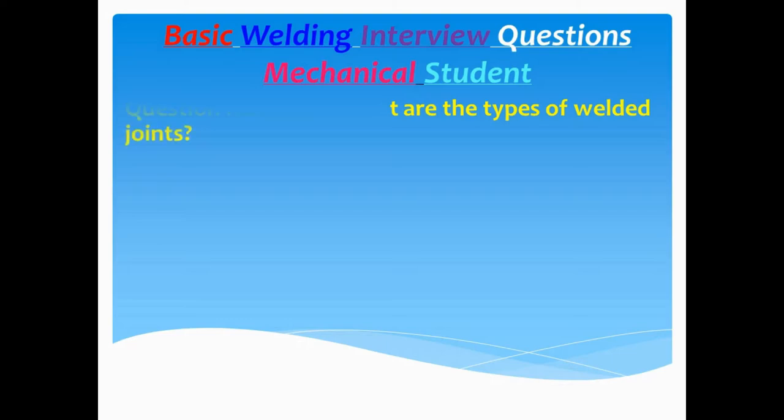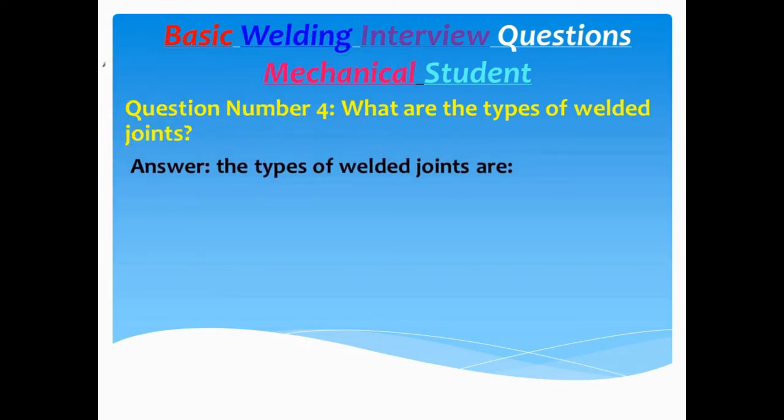Question number 4. What are the types of welded joints? Answer. The types of welded joints are butt joint, lap joint, T-joint, corner joint, flange joint.